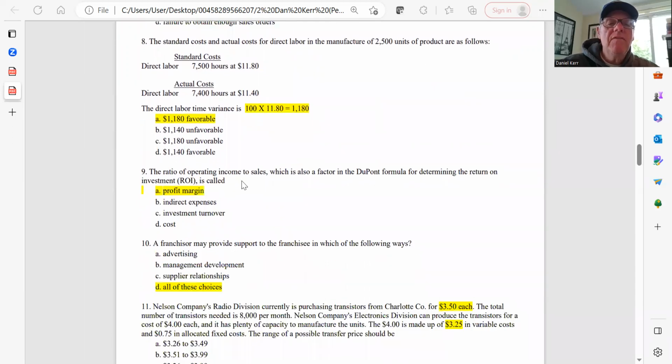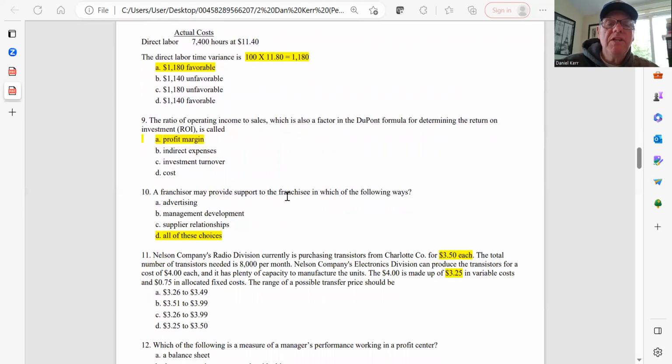Number 9, the ratio of operating income to sales, which in the DuPont formula is part of the return on investment, is called the profit margin. Remember, you multiply that profit margin times investment turnover to get ROI, but what they're asking for is what we call the operating income to sales ratio, and that is called the profit margin, A.